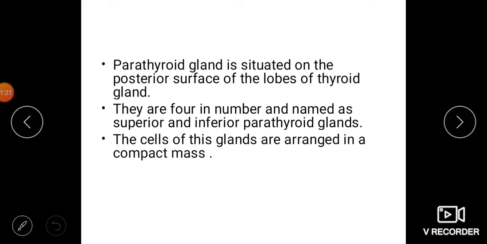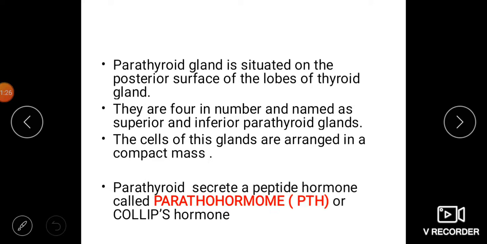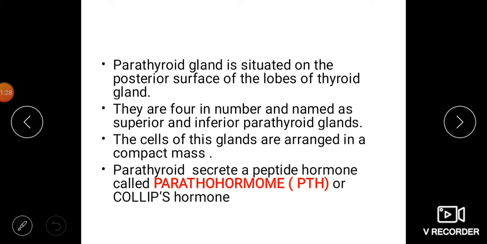The cells of the glands are arranged in a compact mass, a closely arranged group of cells. The parathyroid secretes a hormone called parathyroid hormone or PTH, also called Collip's hormone.